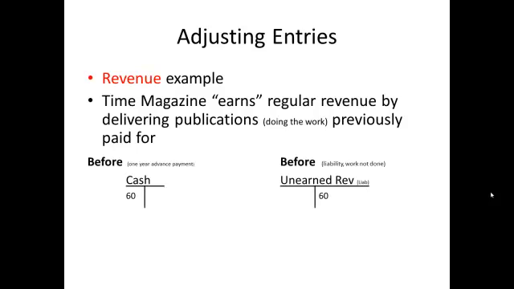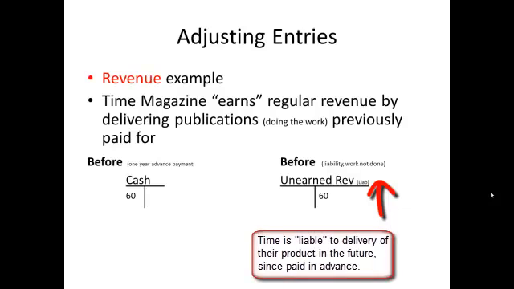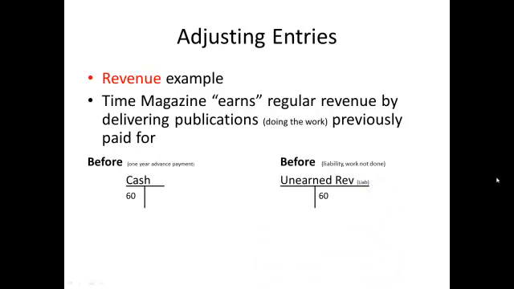So initially, if they collect a one-year subscription costing $60, they would book cash, a debit to cash, increasing that asset by $60. Explaining that increase in assets, they can't call that an earned revenue. They haven't delivered the publications yet, so they must call it an unearned revenue, crediting that, which is a liability account. Debit asset, credit liability, upon receipt of cash initially.